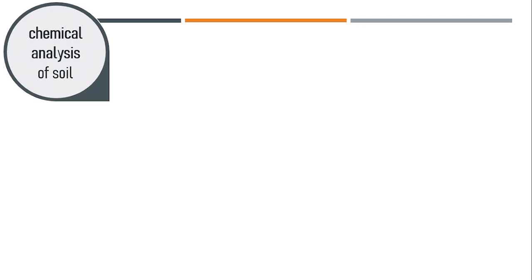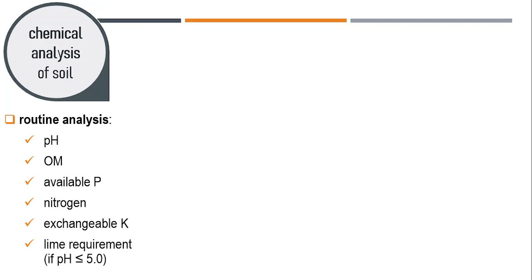The second step is the chemical analysis of soil. This is being conducted at the laboratory for routine analysis. So, when we say routine analysis, the chemical properties of the soil determined are the pH, organic matter content, available phosphorus content, the nitrogen content, exchangeable potassium, and lime requirement if the soil pH is equal to or less than 5.0, the acidic soils.